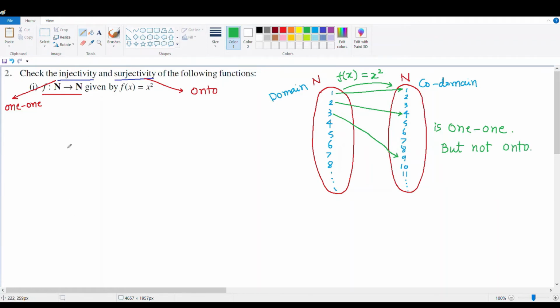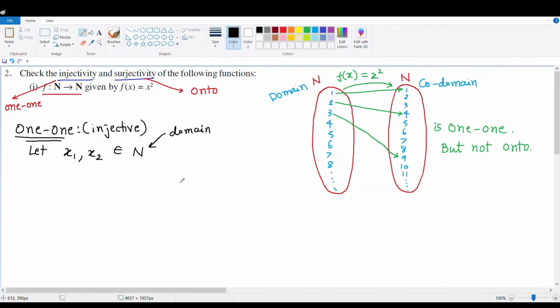Now we just need to prove that. So first we are going to start with 1-1, that means injective, because 1-1 and injective are the same thing. Since it is 1-1, we are going to prove it. To do that we are going to take two elements in this domain, and let's call them x1 and x2, which belong to N. In here I am talking about the domain.